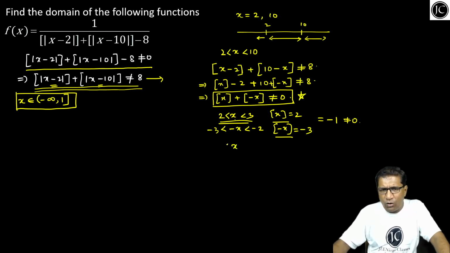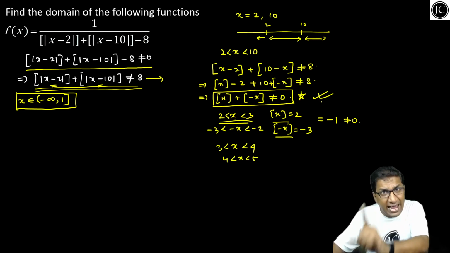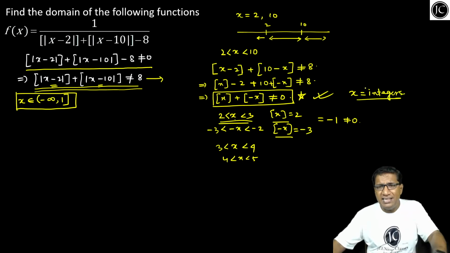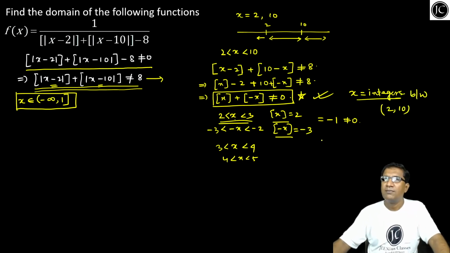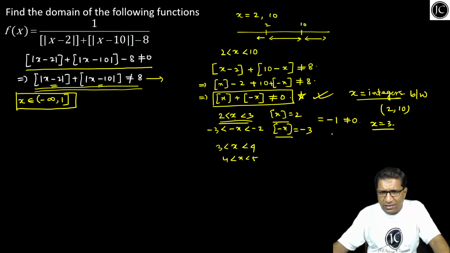अभी तुम चेक करके देखो, 3 और 4 के अंदर है तब भी ये कंडीशन सेटिस्फाई हो रहा है. 4 और 5 के अंदर है तब भी ये कंडीशन सेटिस्फाई हो रहा है. लेकिन कंडीशन सेटिस्फाई नहीं होगा when your x will take the integers. When your x will take the integers between 2 to 10. मतलब मानो x अगर हो गया मेरा 3, अगर x हो गया 3, then [x] कितना होगा?